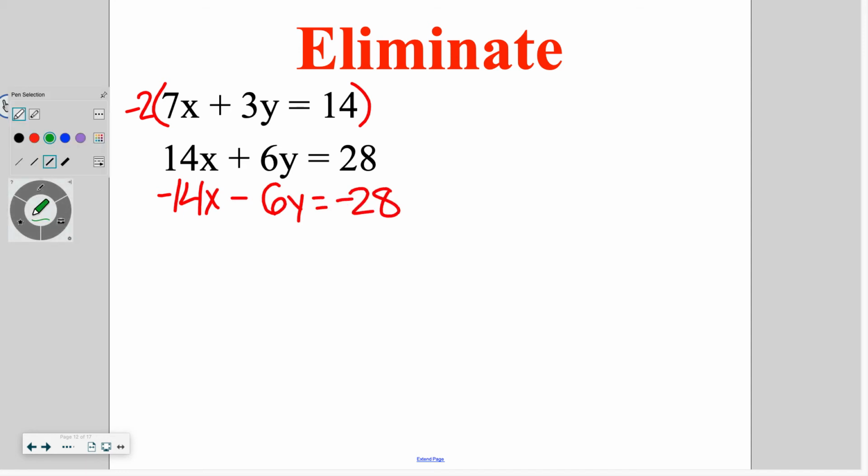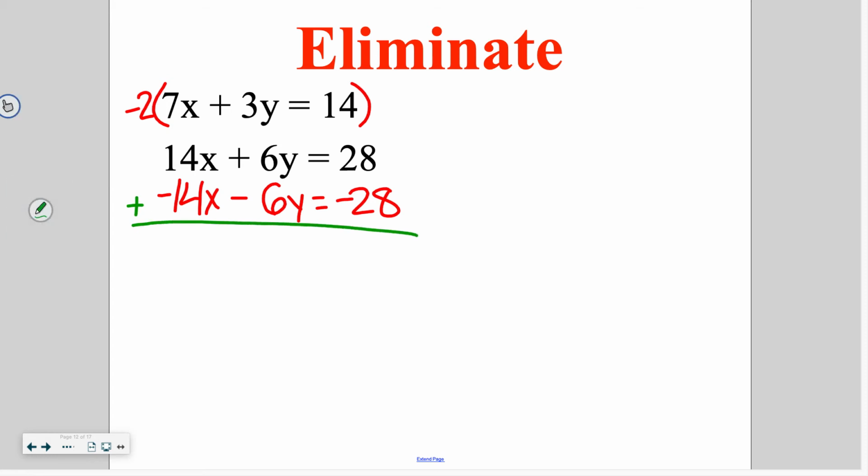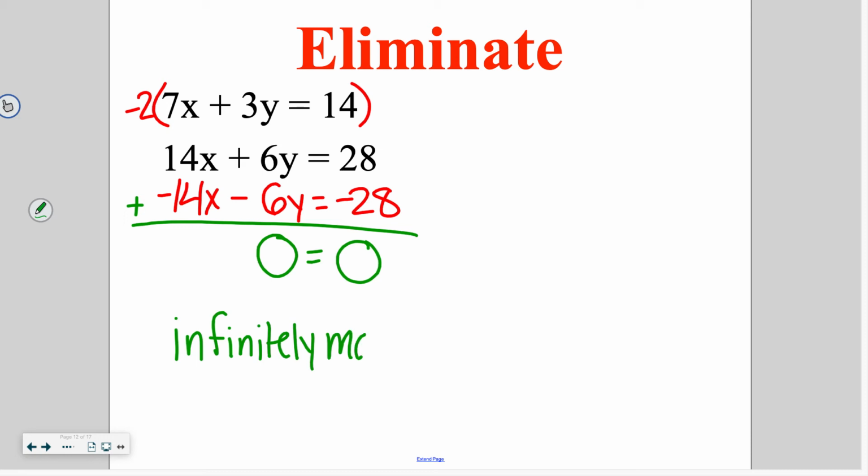When I add these two equations together, 14 plus -14 is 0. 6 plus -6 is 0. So my whole left side of the equation equals 0. 28 plus -28 is also equal to 0. This should indicate to us that there are infinitely many solutions to this problem. So what does infinitely many solutions actually mean?